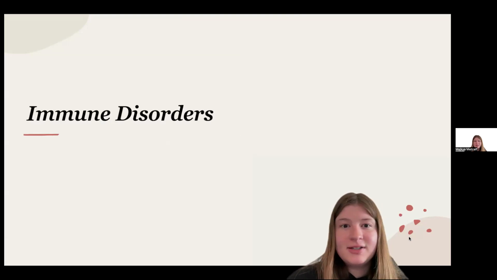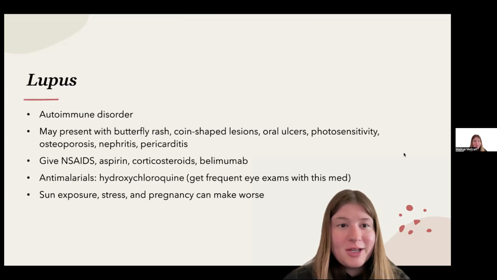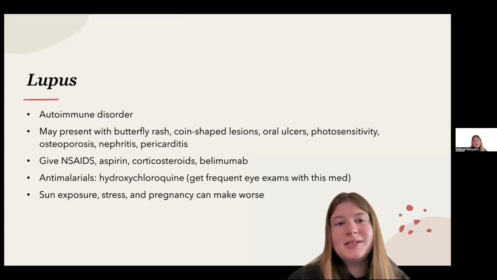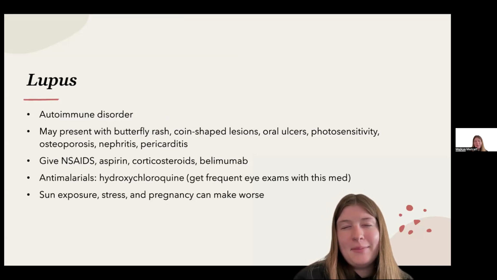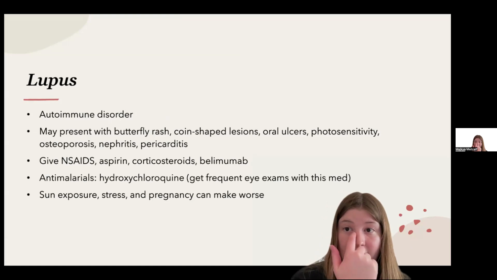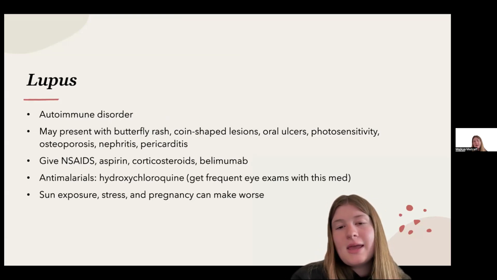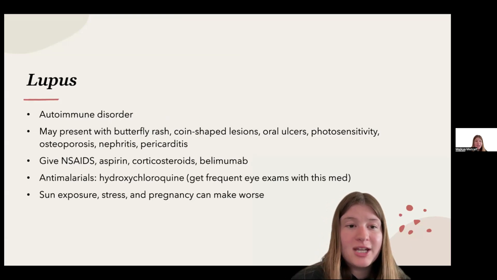So, different immune disorders. First up, we have lupus. So lupus is an autoimmune disorder. I commonly associate this with Selena Gomez. Patients with lupus might have a butterfly rash that goes across their nose, kind of like a bridge. They might get coin-shaped lesions, oral ulcers. They might have photosensitivity, which is when they go out into the sun, they're going to burn and have a really poor reaction. Osteoporosis, nephritis, which is inflammation of the kidney, and then also pericarditis.